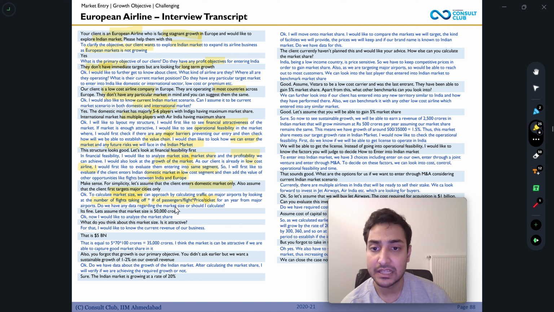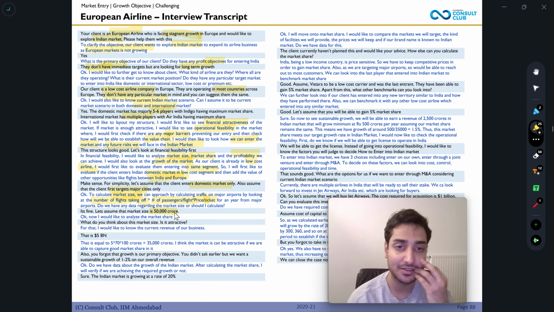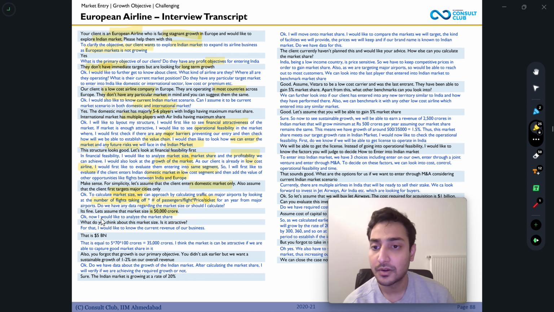Do we have any data regarding the market size, or should I calculate? Okay, it's fine. Let's assume that the market size is 50,000 crores. Also, it's very important that you don't jump into calculation. The interviewer wants to know that you can think through how to calculate it. If you can tell the approach, that this is how I'm going to calculate it, it's good enough. Or else if the interviewer asks you to perform the calculation and make estimates of different values, then you go ahead and do that. Okay, now I would like to analyze the market share.